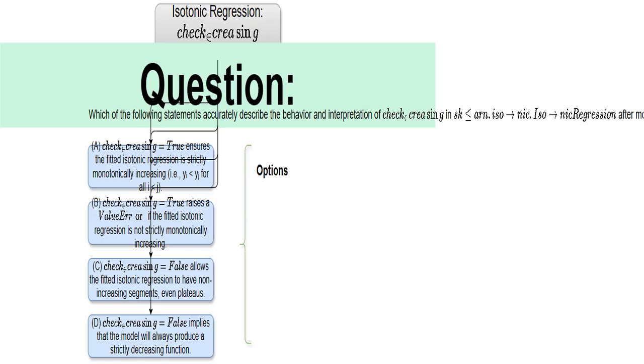This is the core question. What does the `check_increasing` parameter do in isotonic regression? We have multiple choices, and we'll examine each one carefully. This statement says that if I set `check_increasing` to `true`, the resulting regression will always strictly increase. No flat lines, no decreases.